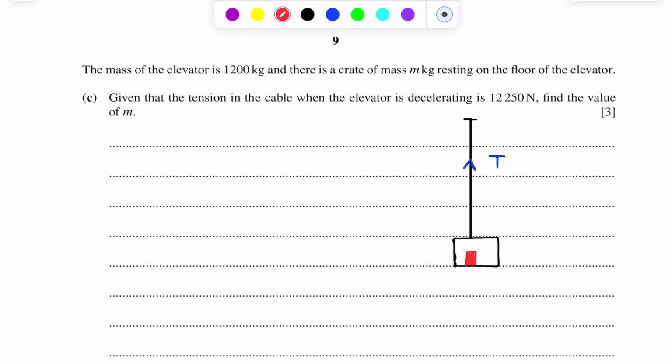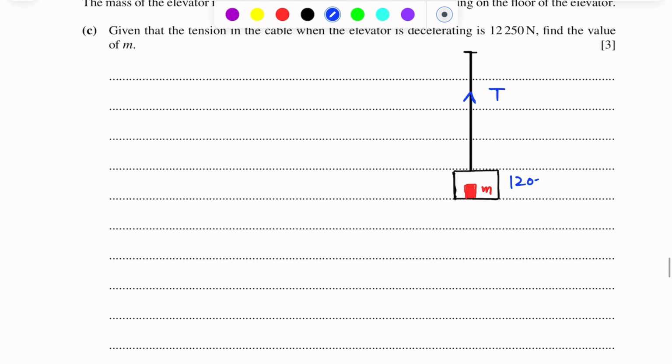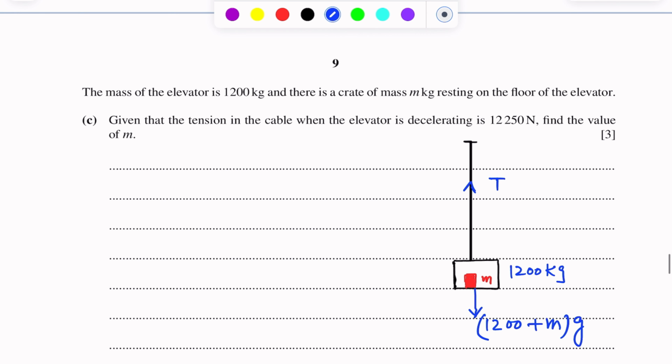So total mass will be 1200 plus m. Mass of this crate is m kg and the mass of this elevator is 1200 kg. So weight that acts vertically downward will be 1200 plus m into g, mg. Now we will use here tension, which is given in the question: 12250 Newton.